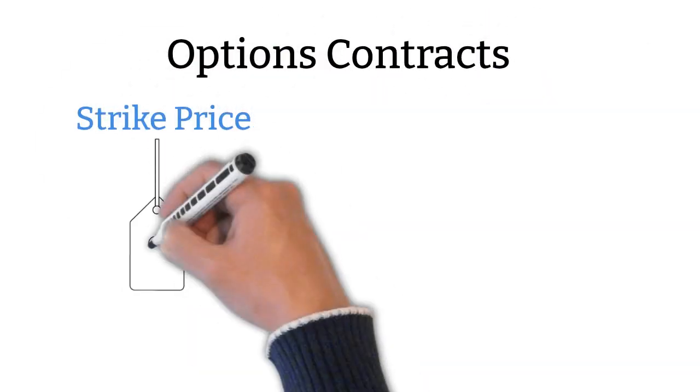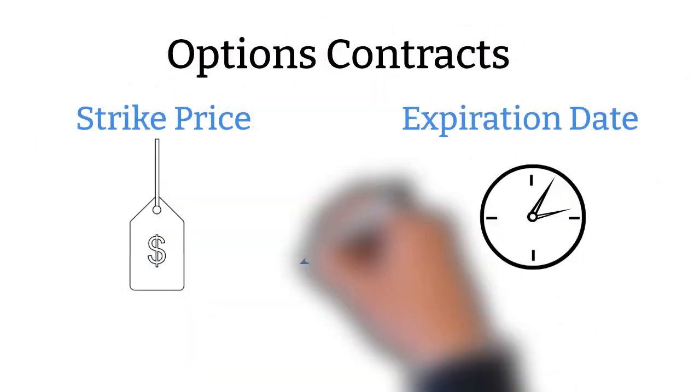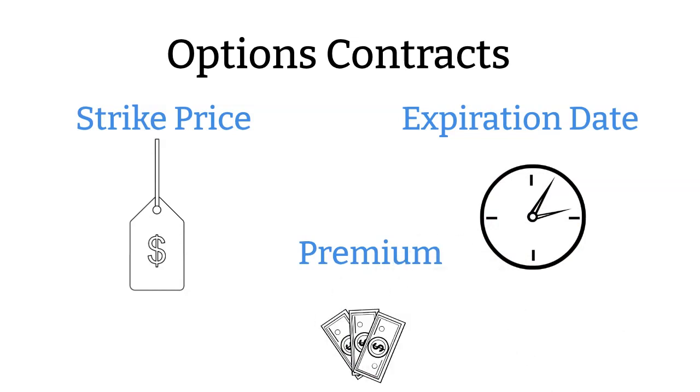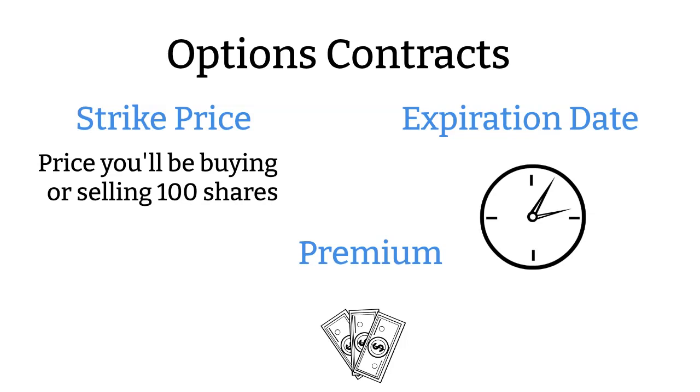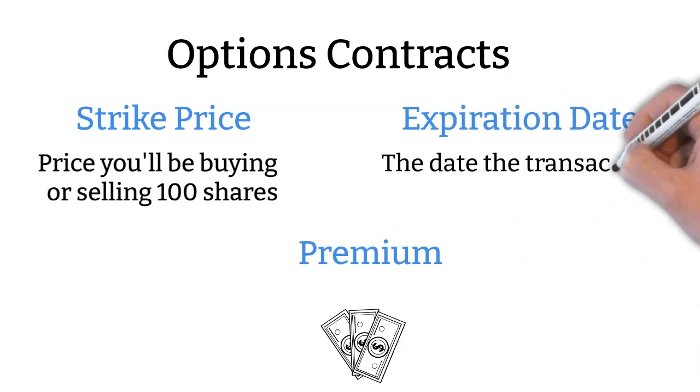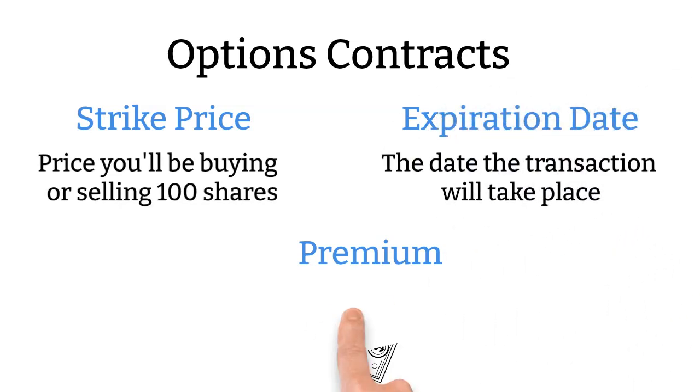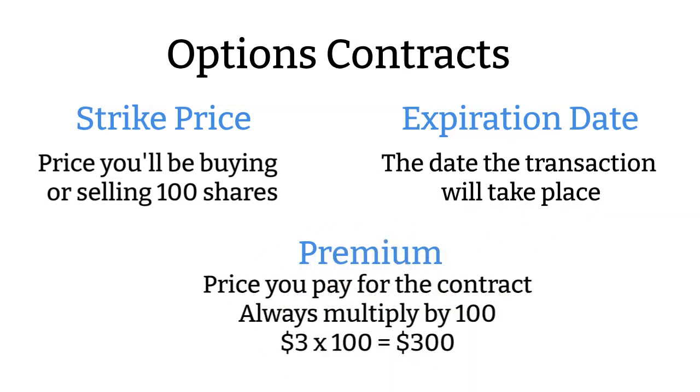Every options contract has three things in common: a strike price, an expiration date, and a premium. The strike price is the price that you're agreeing to buy or sell 100 shares of stock at. The expiration date is the date that this transaction will take place, and the premium is the price that you will pay for that options contract. You always multiply the price of an options contract by a multiplier of 100. So a $3 contract will cost you $300. This is done to keep the pricing of options uniform and simple.